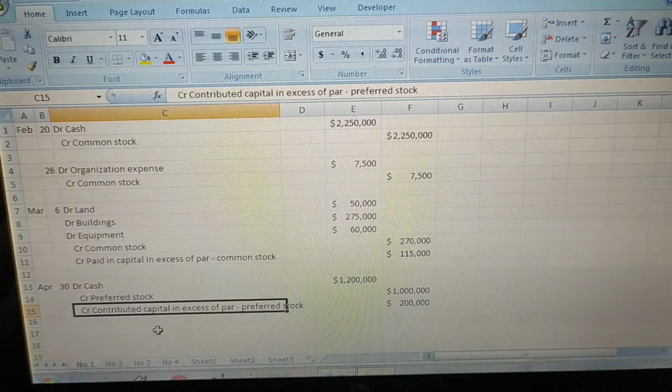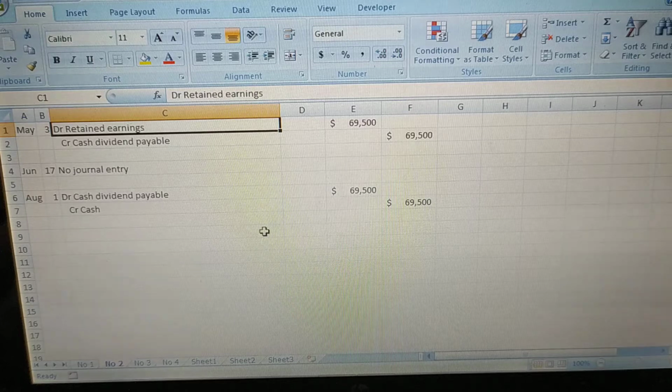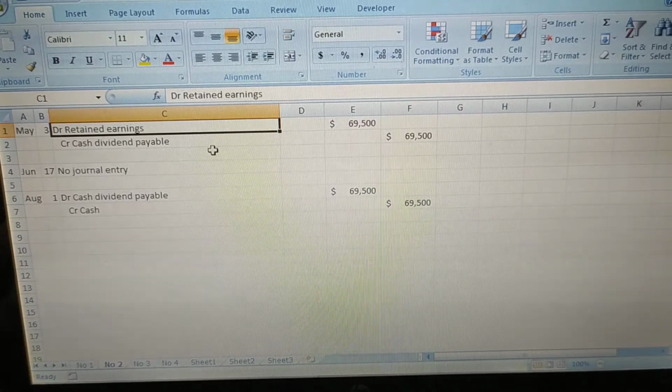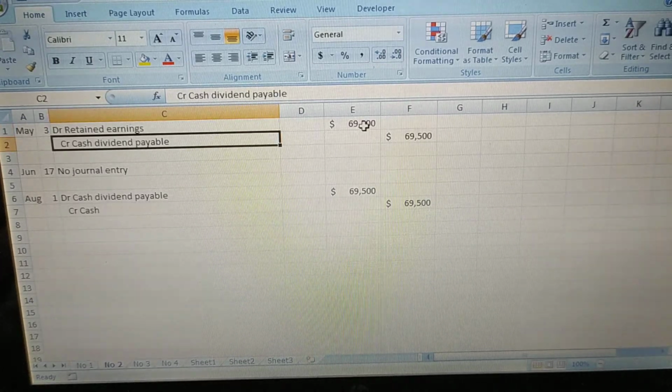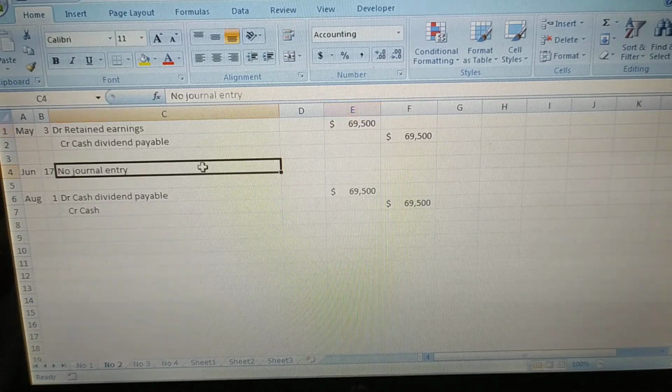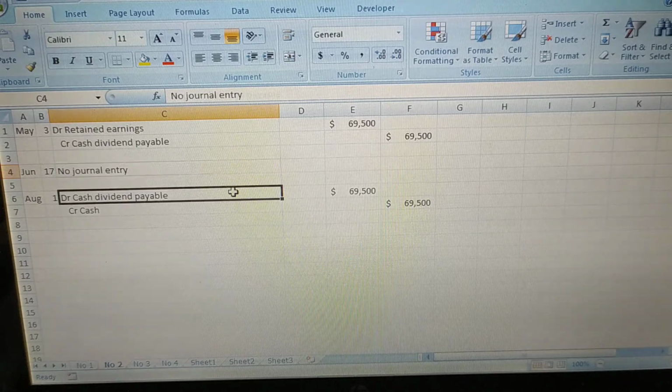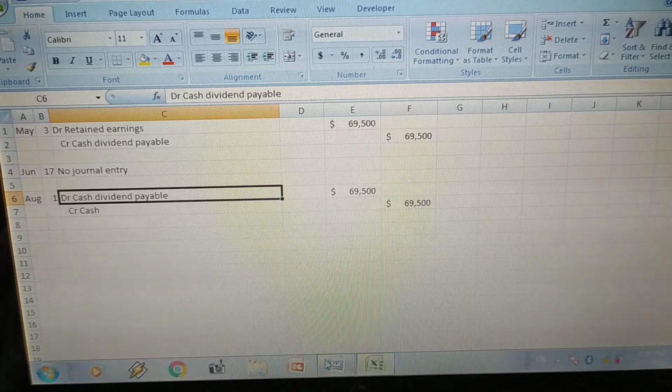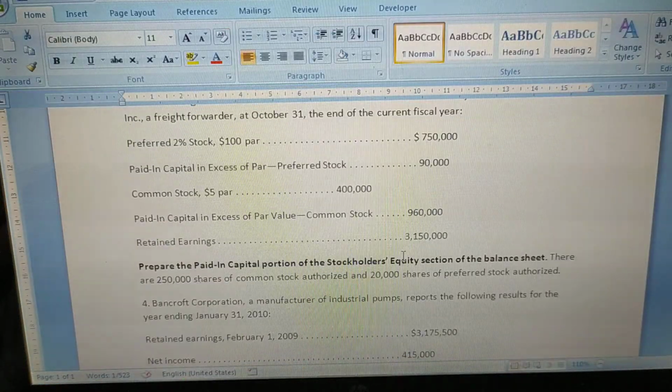So we are given already the dividends, 69,500. For the first date, which is the date of declaration, we directly debit retained earnings and then credit cash dividends payable of 69,500. For the date of record, remember there are no journal entries. And then for the date of payment, just debit the cash dividends payable, credit cash. That is for number 2.